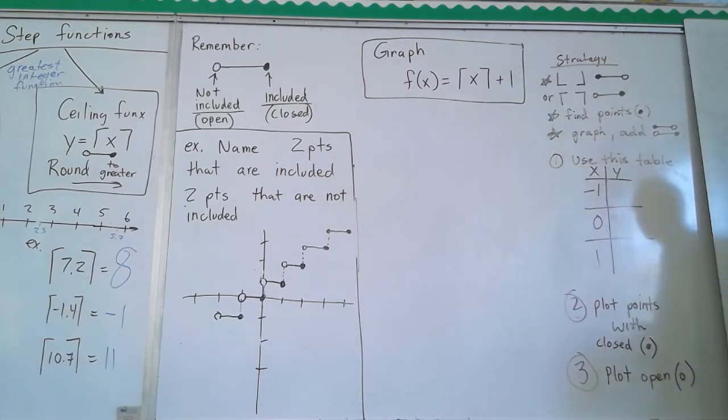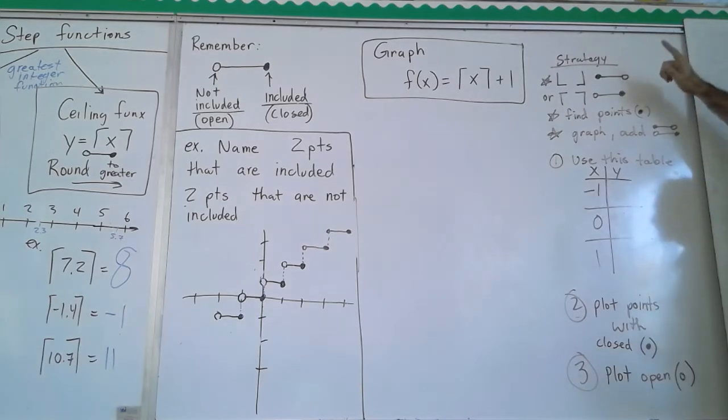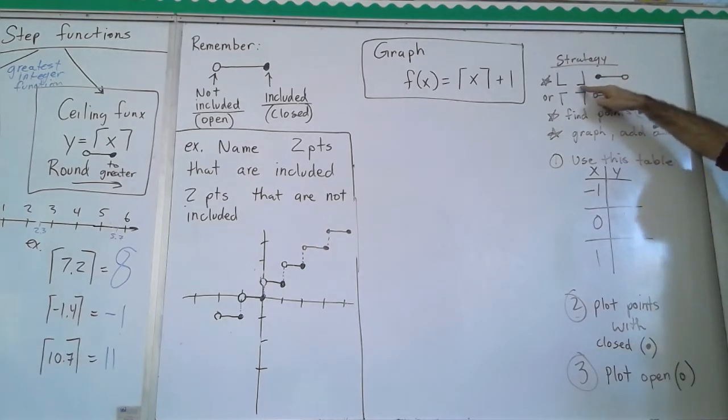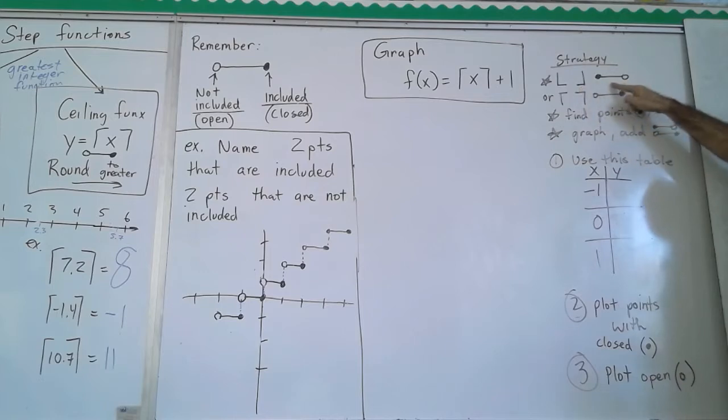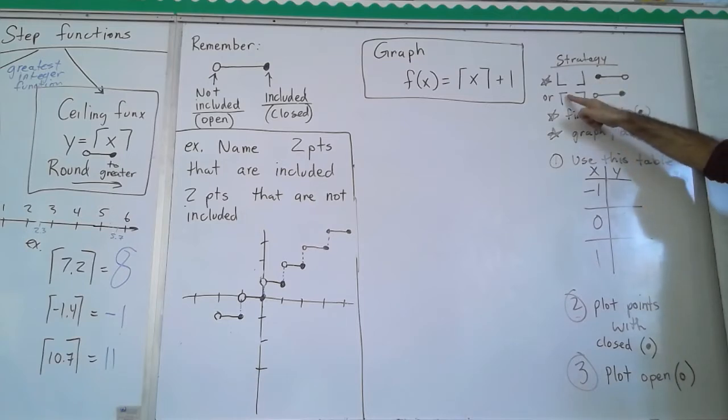Okay, so what I suggest for a strategy, first off, if it's a floor function, my line segments for my steps are going to look like so, because we're rounding down to the next, the least number here. If it's a ceiling function, my segments look like this.